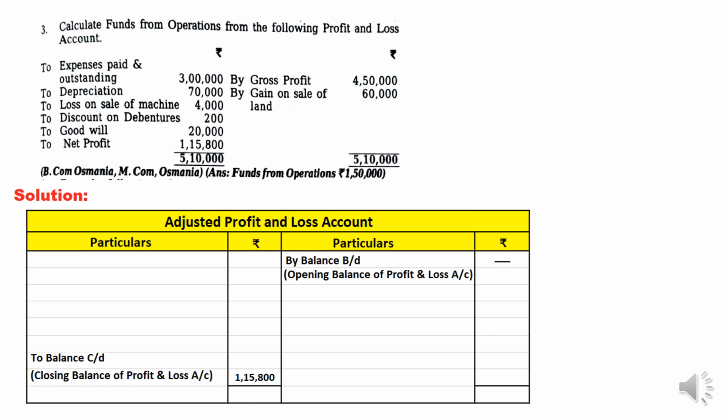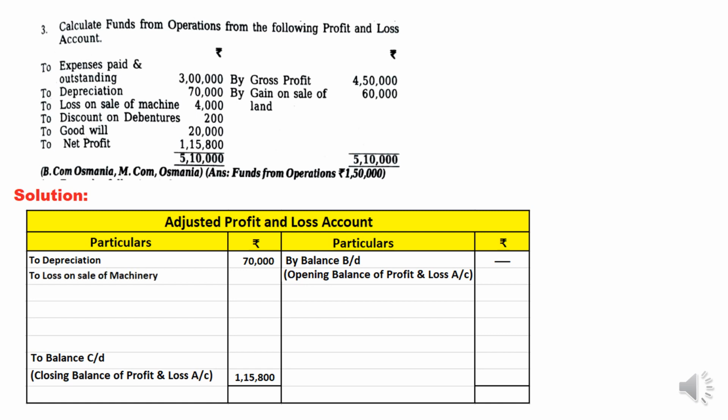Therefore, we will add back those items again to get the accurate profit, which is called funds from operation. Expenses paid and outstanding we don't consider, because this is an expenditure for the business already paid. It is an outflow of funds. Whereas depreciation is a non-cash expenditure. Again, we will debit depreciation 70,000.